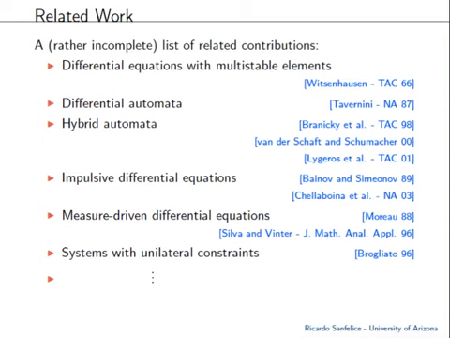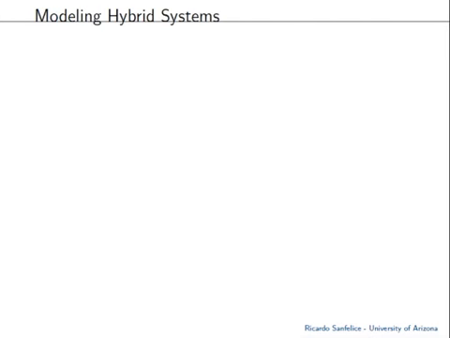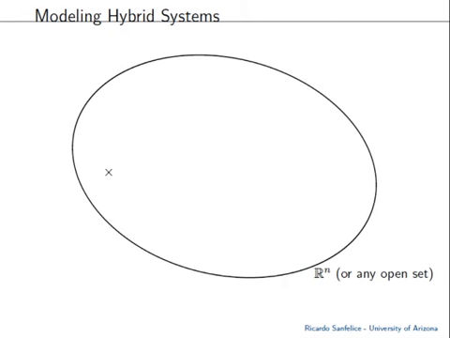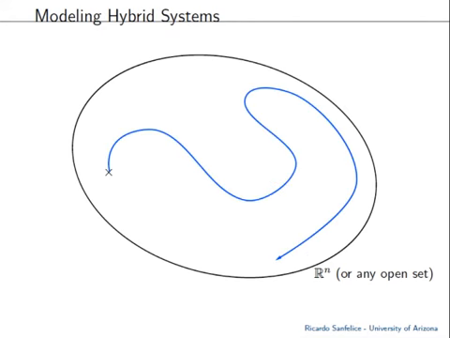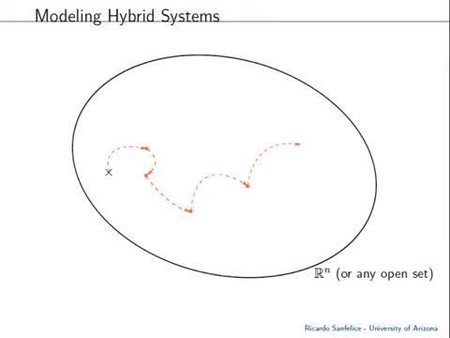So we build from these results, and we take more of a control systems perspective, trying to make hybrid systems look much more like nonlinear continuous time systems and nonlinear discrete time systems. Let me give you an idea of how we do that. If you're trying to model hybrid systems, we take a state space, say R^n or some open set, and we take an initial condition. If we were looking at a continuous time system, then we would expect trajectories that are like that. So there are continuous trajectories, okay? If we were looking at a discrete time system, then we would expect trajectories that have jumps, given by some type of process.